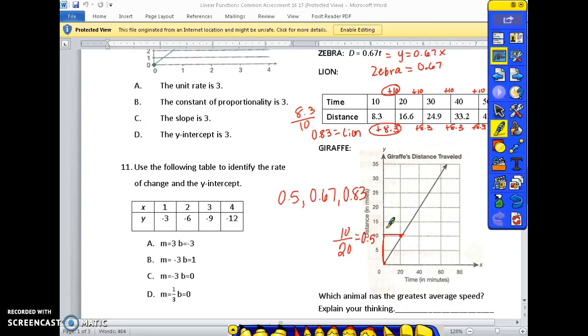Which animal has the greatest average speed? 83/100 is the biggest. So your explanation should be that the lion has the greatest average speed because his constant rate of change is bigger than the zebra and the giraffe.